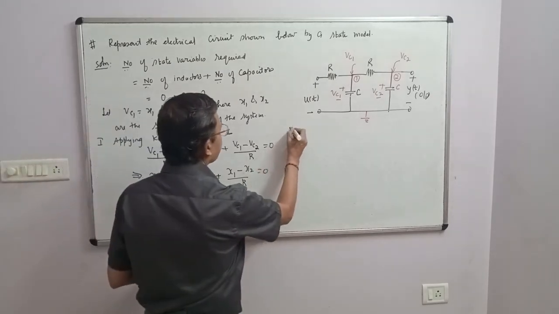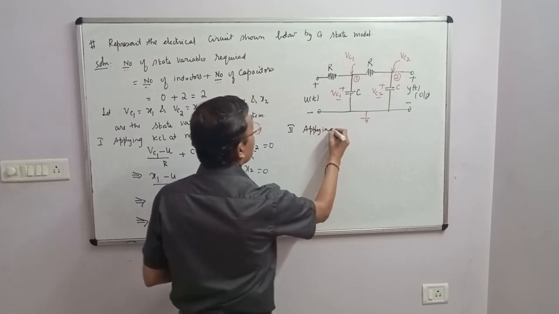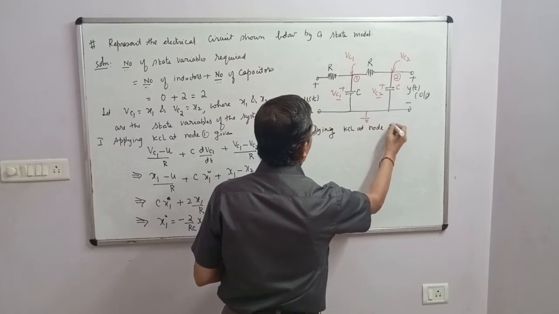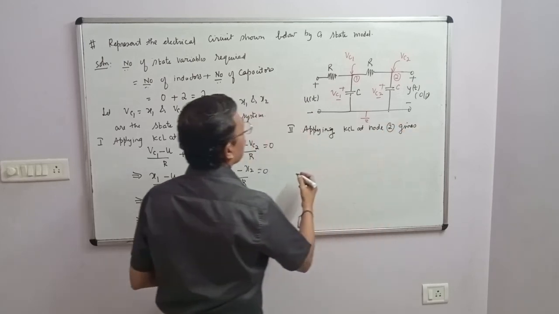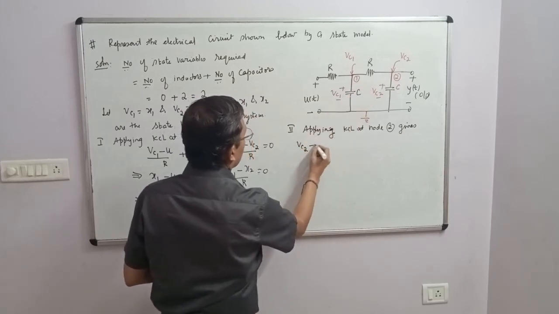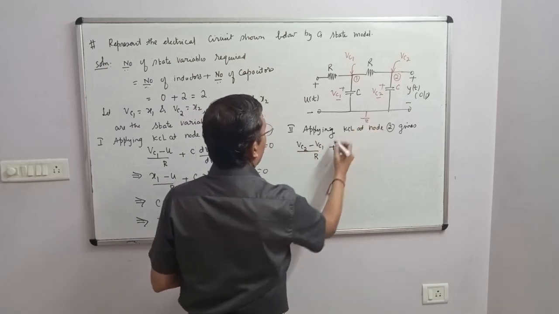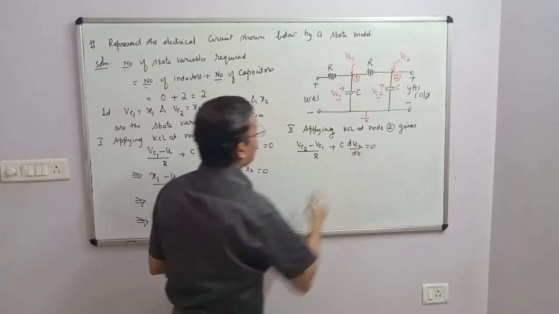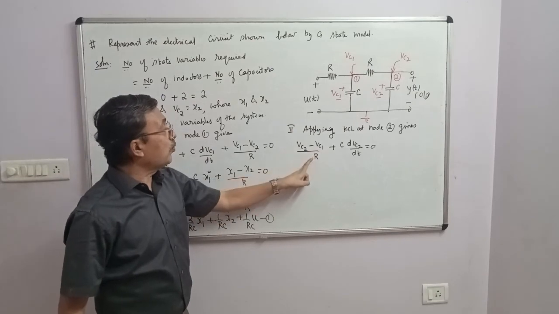Step 2, applying KCL. Applying KCL at node 2 gives, current through this resistor is what? Vc2 minus Vc1 divided by R. Current through this capacitor is C into dVc2 by dt equal to 0. Current through this resistor is Vc2 minus Vc1 by R.